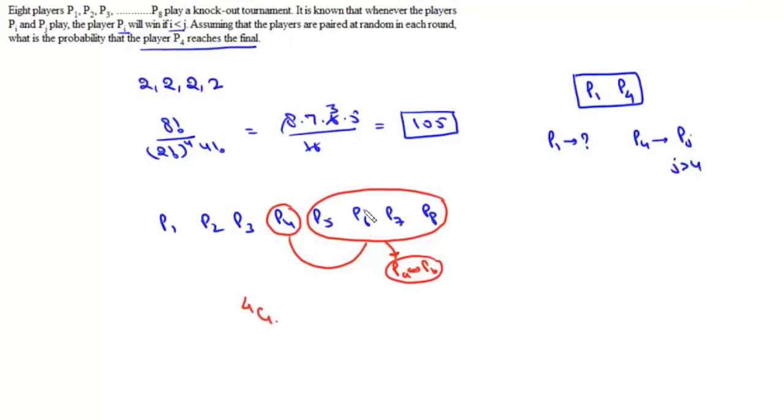So suppose we have selected any one, say P6. Now out of these 3, we have to choose another pair. So that means from the remaining 3, we have to choose any 2, and it can be done in 3C2 ways.